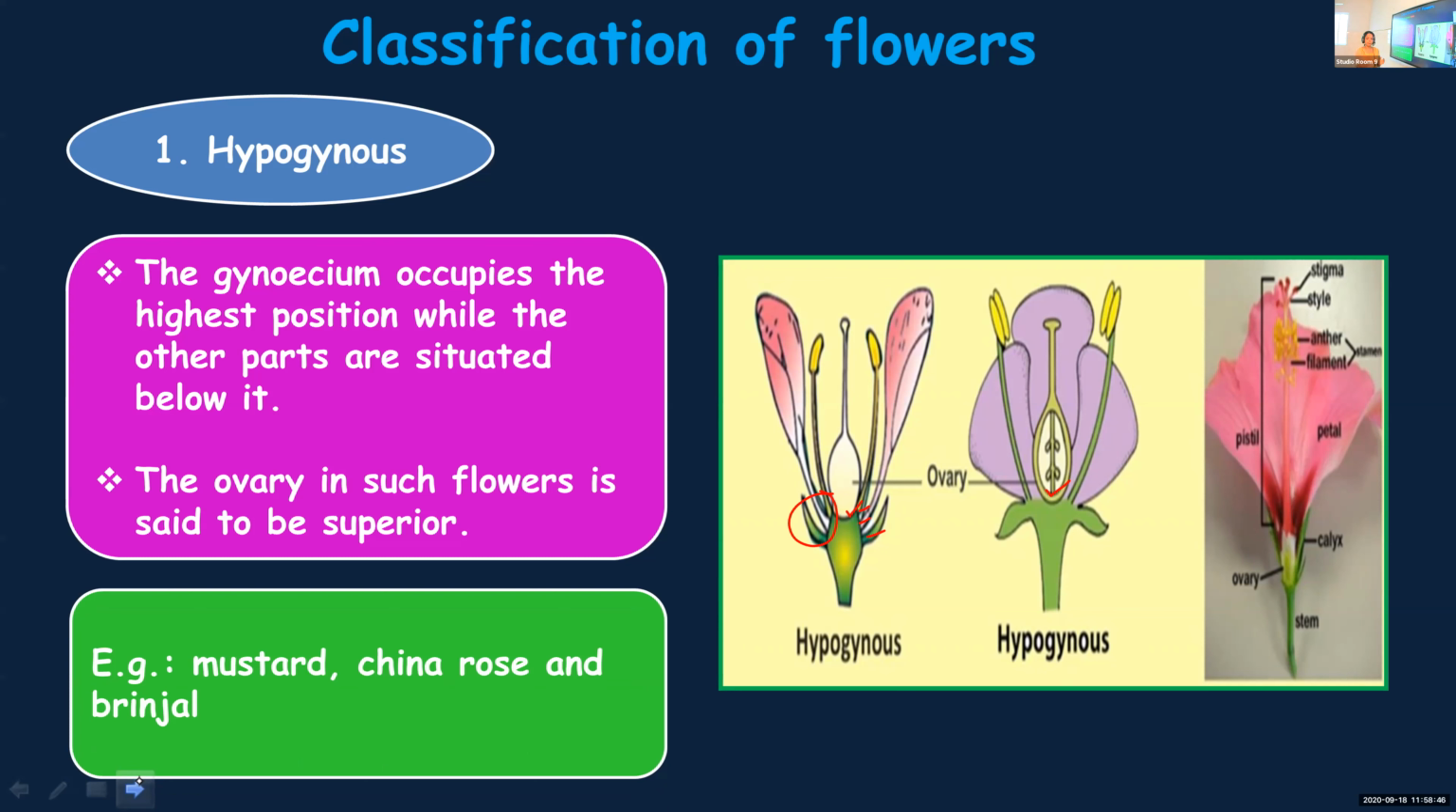So once again, we learned about hypogynous flowers. Hypogynous flowers are those flowers where the pistil or the gynecium occupies the topmost position and all the other whorls are situated below it. So then you will call such an ovary as superior ovary. So hypogynous flowers have superior ovary. And examples, mustard, China rose and brinjal.